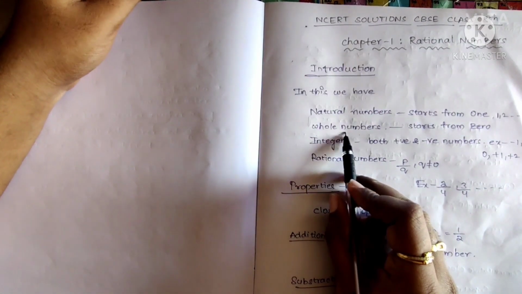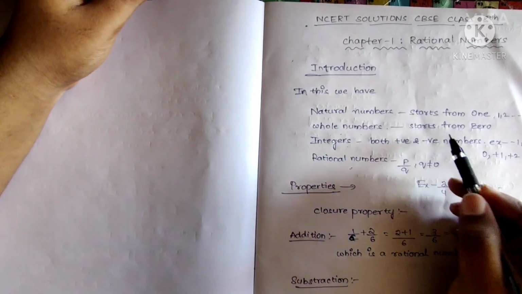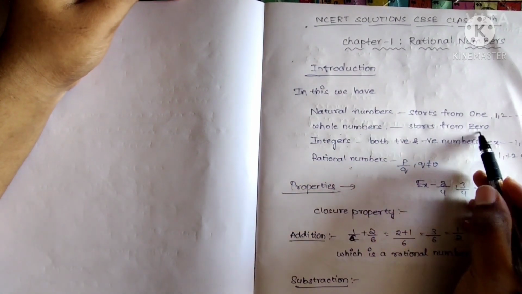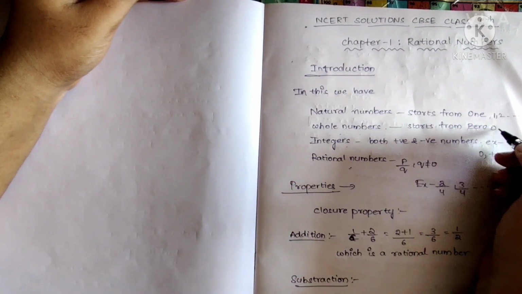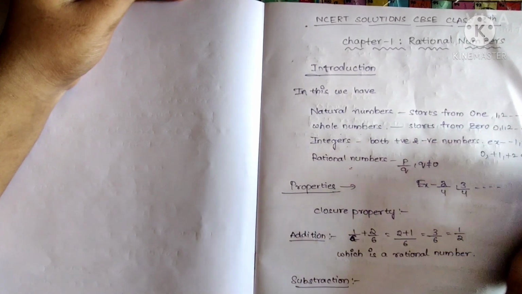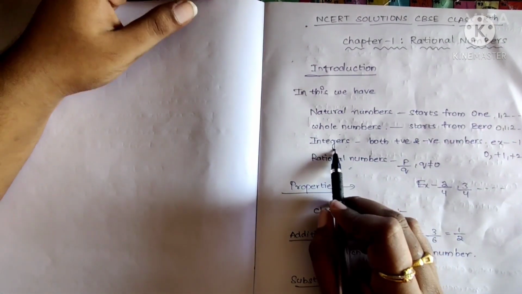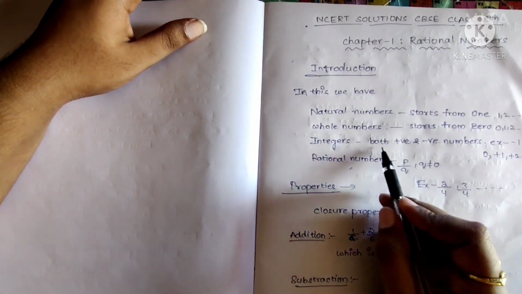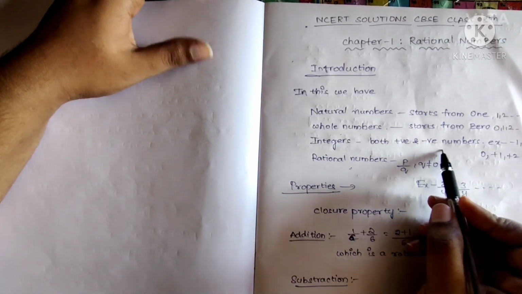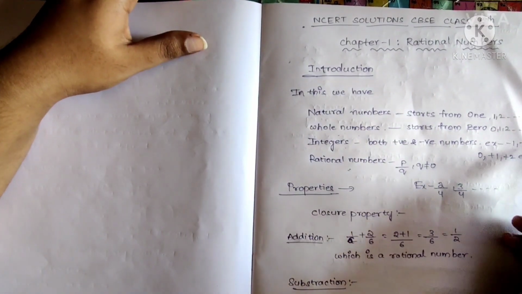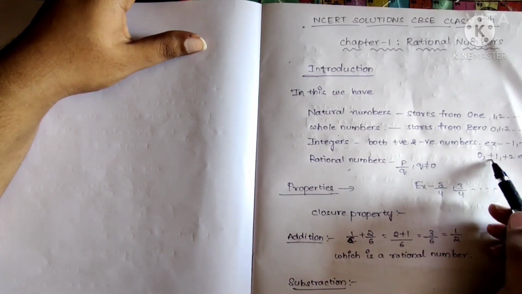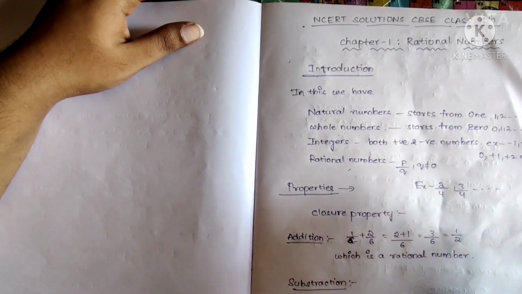Now let us see the whole numbers. Whole numbers are the numbers that are starting from 0. 0, 1, 2 and so on. Now integers. Integers are nothing but both positive and negative numbers. For example, -1, -2, 0, 1, 2 and so on.